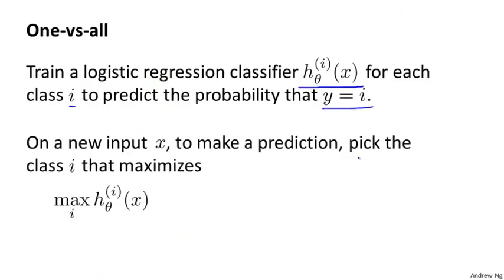Finally, to make a prediction, when we're given a new input x and we want to make a prediction, what we do is we just run all, let's say run all 3 of our classifiers on the input x, and we then pick the class i that maximizes the 3. So we just basically pick whichever one of the 3 classifiers is most confident or sort of most enthusiastically says that it thinks it has the right class. So whichever value of i gives us the highest probability, we then predict y to be that value.